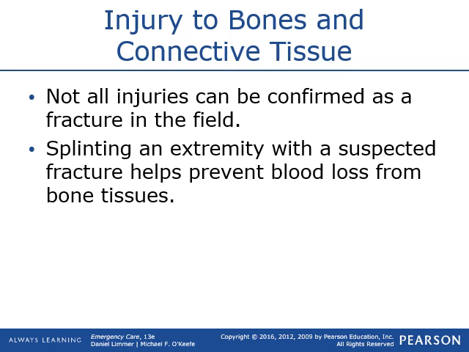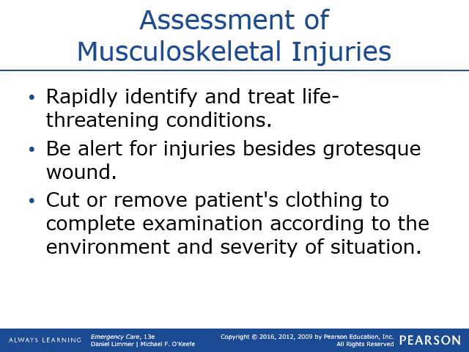Splinting an extremity with a suspected fracture helps prevent blood loss from the blood tissues. It keeps everything in line and keeps it from bleeding as much. So, rapidly identify and treat life-threatening conditions as always, your ABCs. Be alert for injuries besides the grotesque wound. Some of these can be very distracting, okay? Make sure you're alert for everything else going on with the patient.